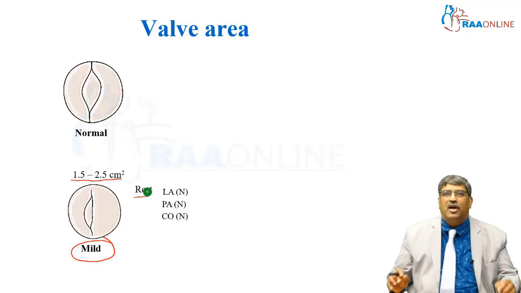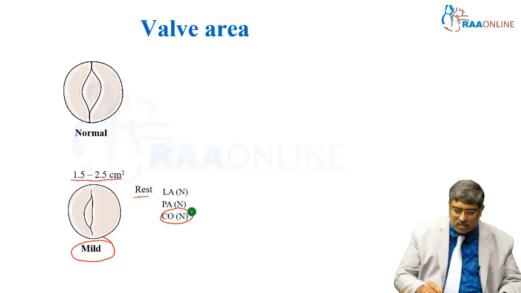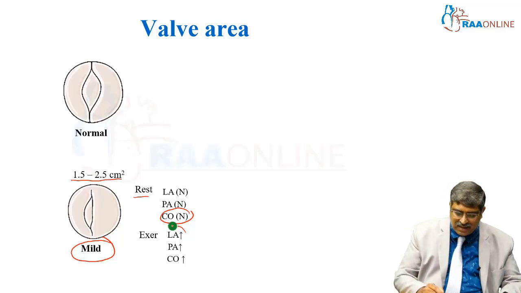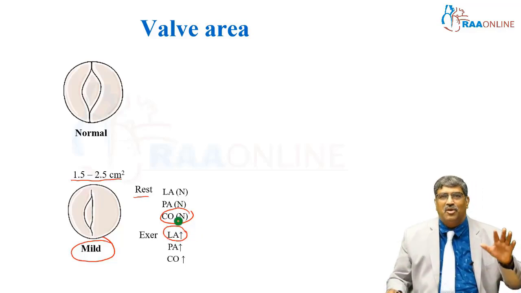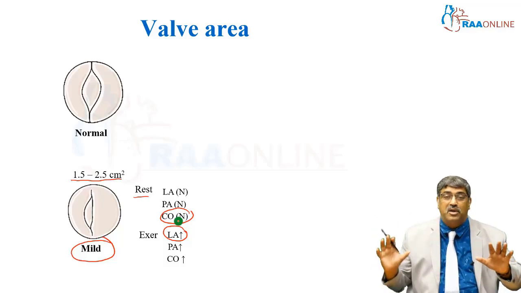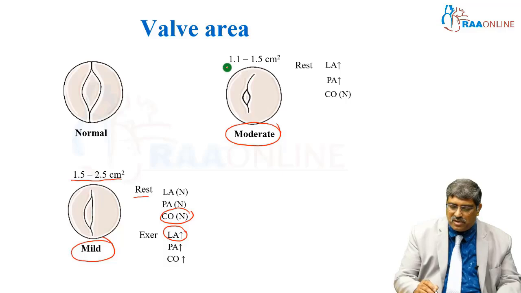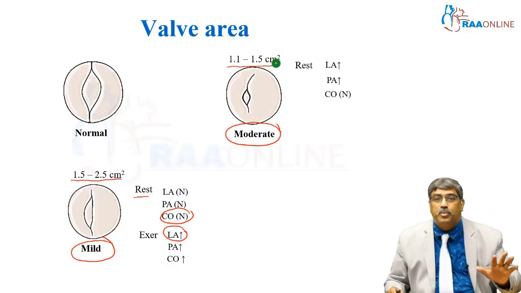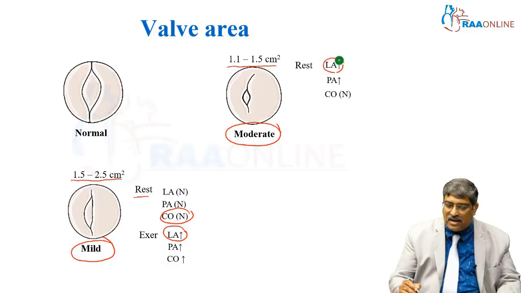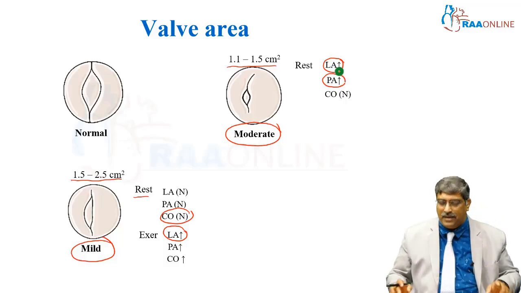Here at rest, your LA pressure is normal, your pulmonary artery pressure is normal, and your cardiac output is normal. But with exertion, there might be a slight increase in LA pressure, your PA pressure goes up, and your flow across the valve also increases, and your cardiac output goes up because of exercise. And it is called moderate mitral stenosis when the valve orifice area is between 1.1 to 1.5 centimeters square. Here at rest, there is a slight increase in LA pressure, your PA pressure is on the higher side, but cardiac output is maintained at rest.